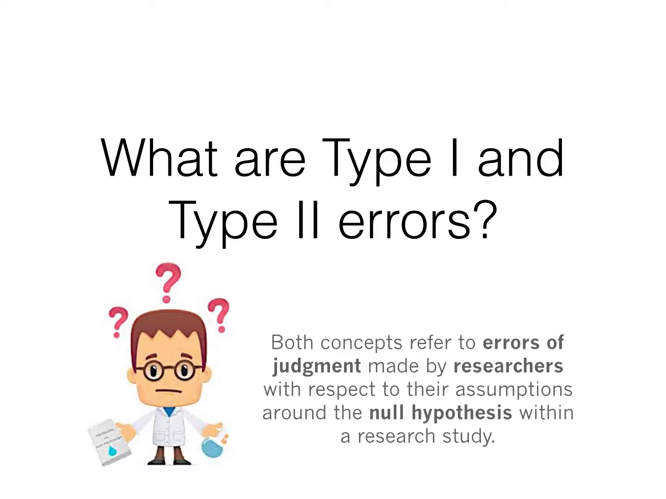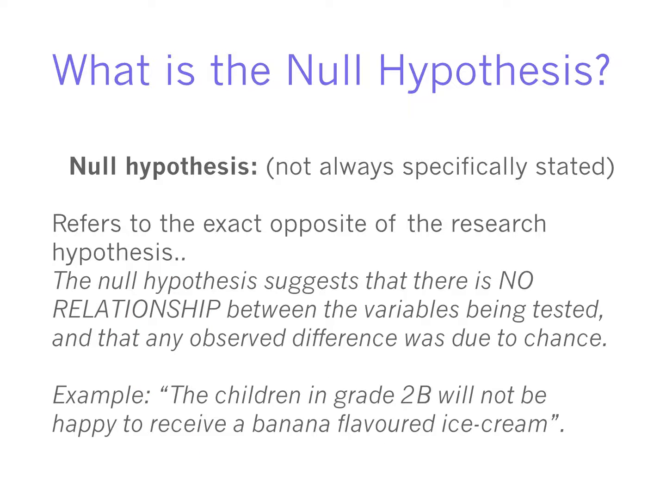Well, both concepts refer to errors of judgment made by researchers with respect to their assumptions around the null hypothesis within a research study. The null hypothesis, although it isn't always specifically stated, refers to the exact opposite of the research hypothesis. The null hypothesis suggests that there is no relationship between the variables being tested and that any observed difference was due to chance.